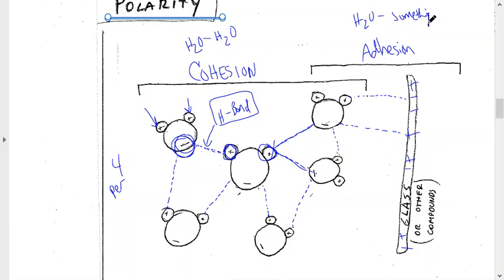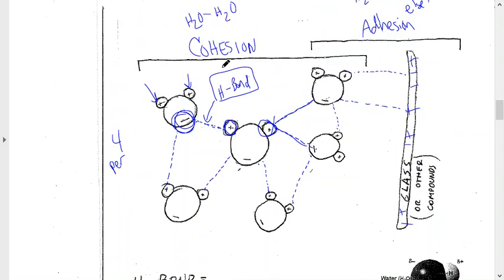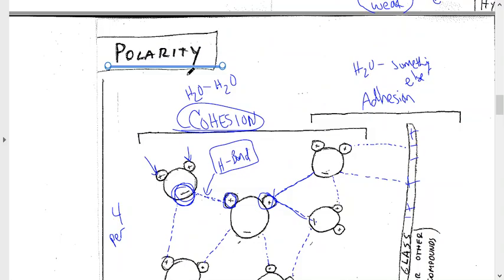Water sticking to something else. That is also polar. The combination of cohesion, cohesion really, not adhesion. Cohesion also leads to another property called surface tension.